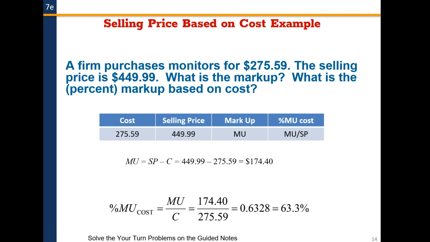Then we need to figure out the percent markup. We're going to use the equation percent markup equals markup divided by cost. So the markup was $174.40. The cost of the item they gave us is $275.59. We do $174.40 divided by $275.59, and we get 63.3%. That's the markup based on cost.